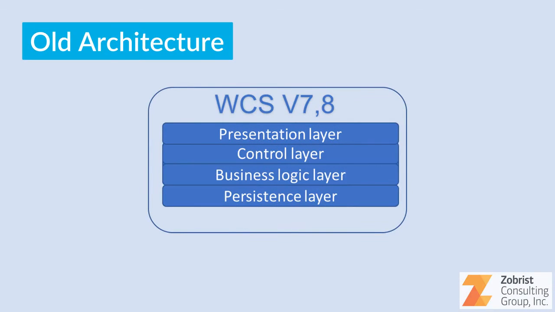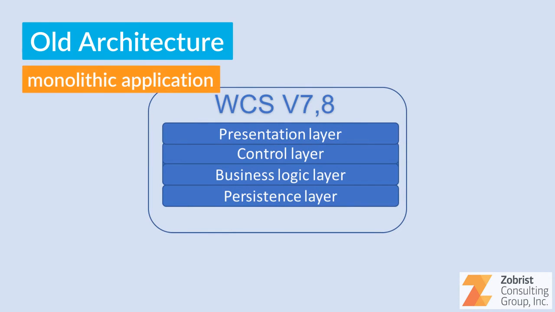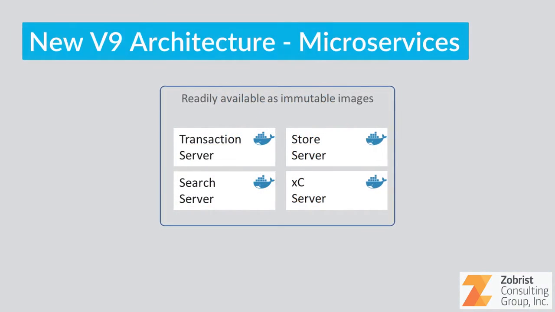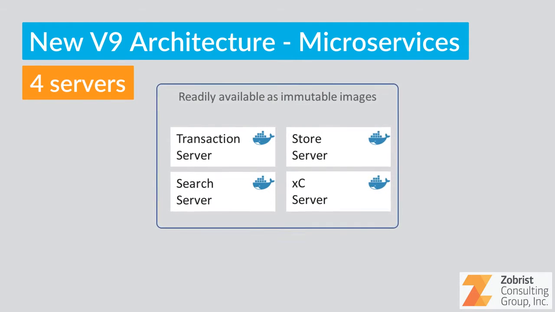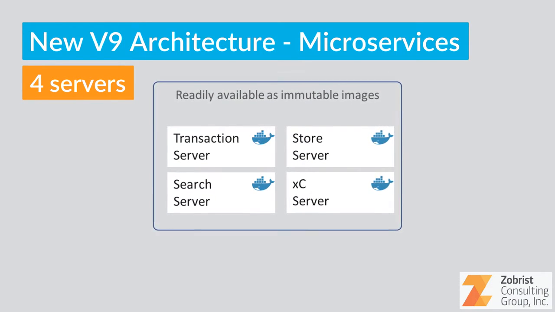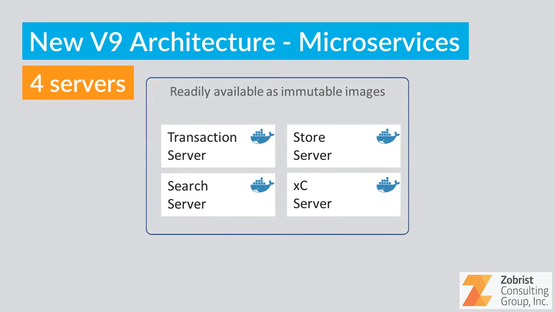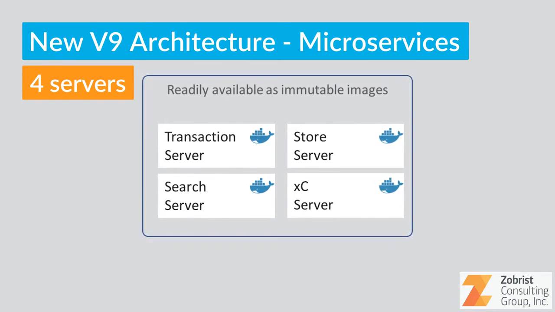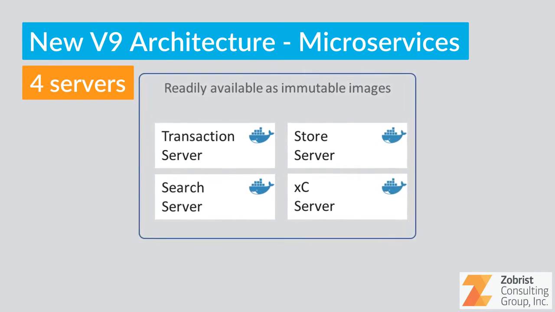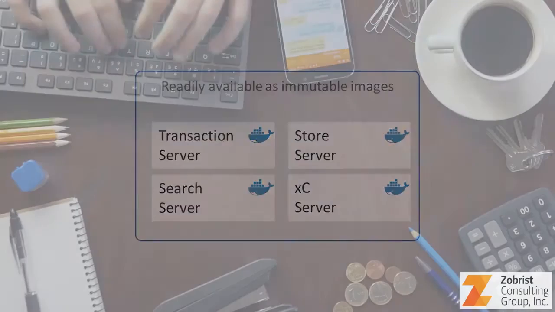If we look back at the architecture for version 7 and version 8, we can see that the presentation layer, the control layer, the business logic layer, and the persistent layer are all bundled into a monolithic application. And what that means is it's going to be very hard for IBM to update IBM code without affecting your code. In a new version 9 architecture, IBM delivers microservices in the forms of 4 servers. The transaction server, this is the commerce engine, the store server, which contains your storefront assets, the search server, and the externalized customization server.